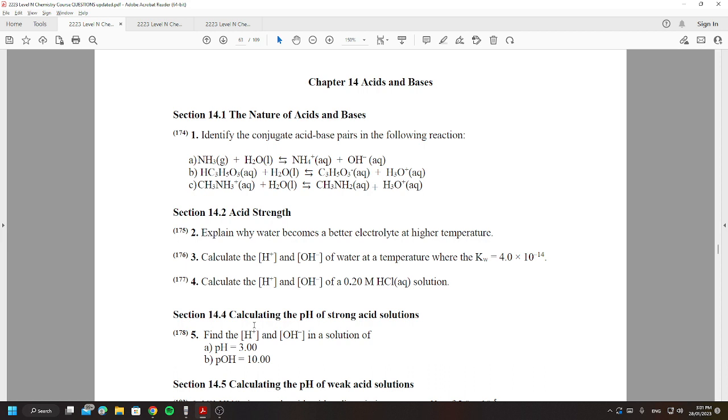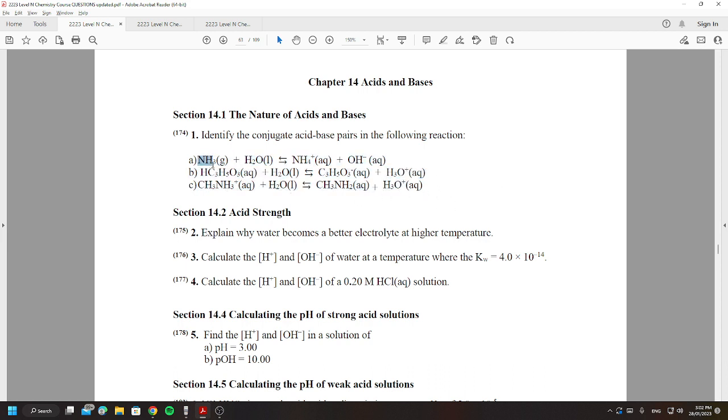But yes, so there's two definitions. According to the Arrhenius definition of acids and bases, acids are H plus, bases are OH. According to the Bronsted-Lowry definition, acids are proton donors and bases are proton acceptors. So let's have a look at this question here.